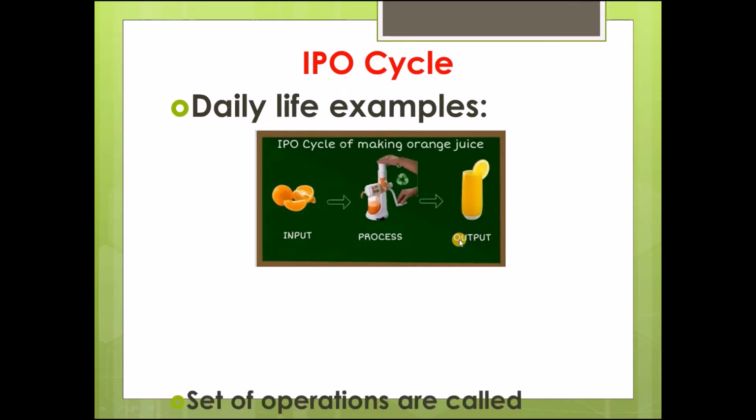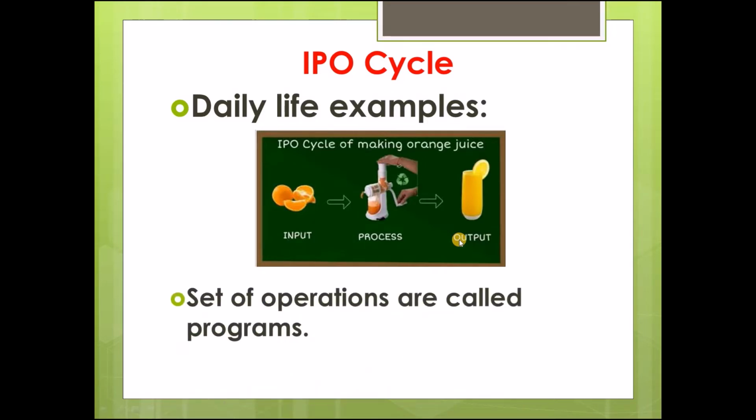Likewise, computer also works on input, process, and output. To this, we have some set of instructions which we term as programs. The set of operations which happens in the computer are termed as programs. And these programs help a computer to perform different tasks. So we are going to learn about the Python programming language in this chapter.